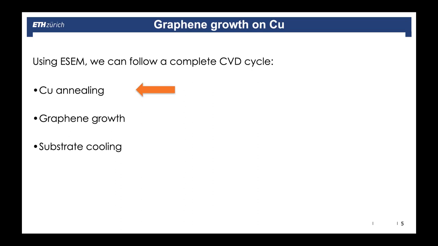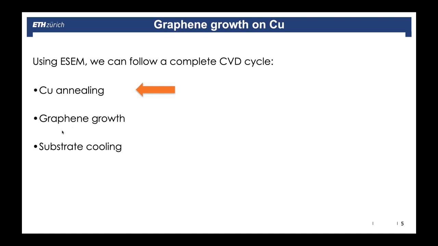So you put a substrate into the growth chamber, in this case, into the microscope. And the first thing you need to do is to clean the surface. And we do that by cleaning at high temperature in hydrogen. So I will show you that video first. And then afterwards, we will look at how the graphene grows. And then we will have to cool down the substrate, and we look at what happens when we cool down the substrate.